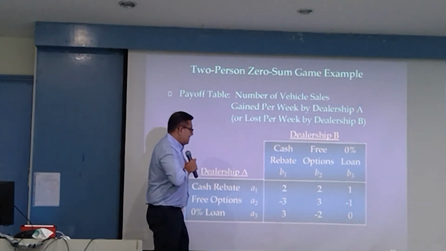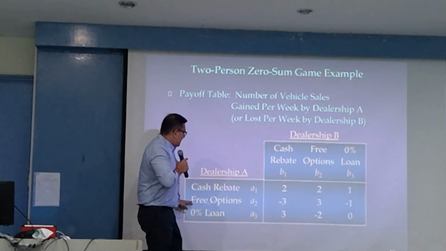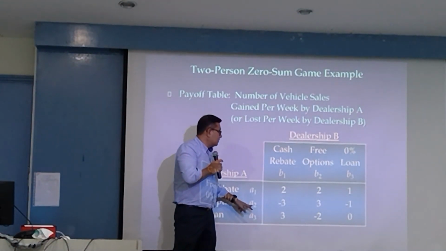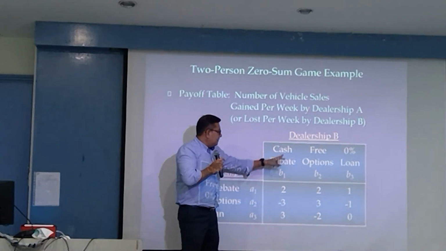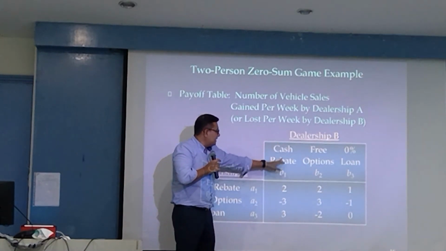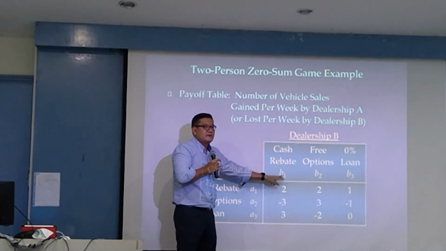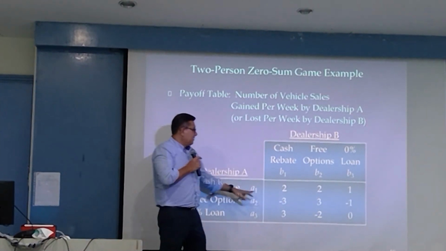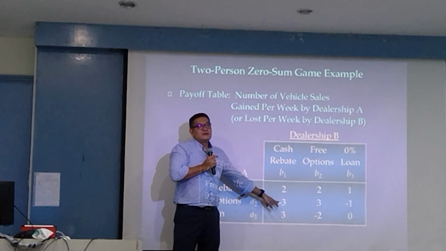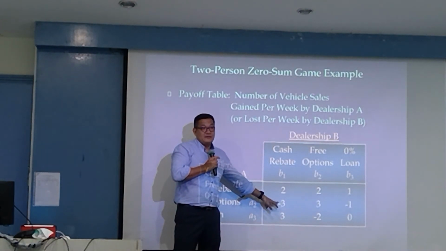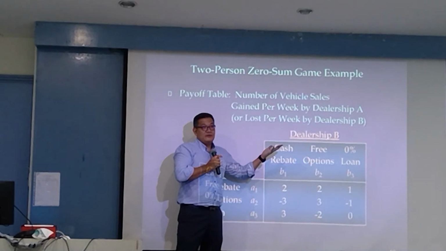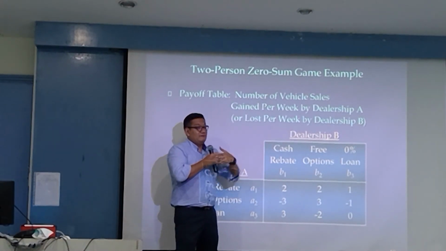In the case that dealership A selects the second strategy, A2, and dealership B stays at the cash rebate strategy, company A is going to lose 3% of the market share, but company B is going to gain 3%, because it is a zero-sum game.